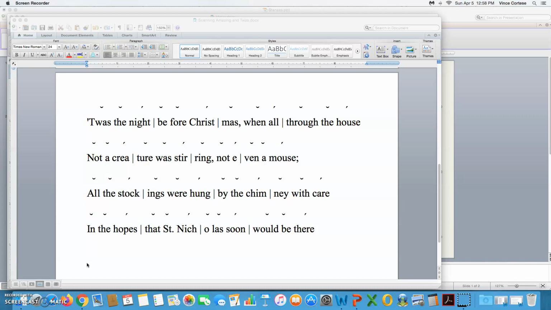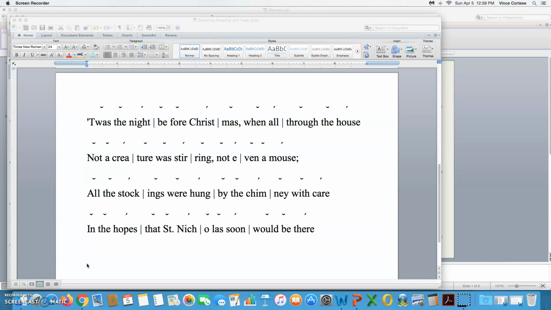And here we have a triplet feel that develops, where we have two unstressed syllables followed by a more strongly stressed syllable. 'Twas the night before Christmas, when all through the house not a creature was stirring, not even a mouse.